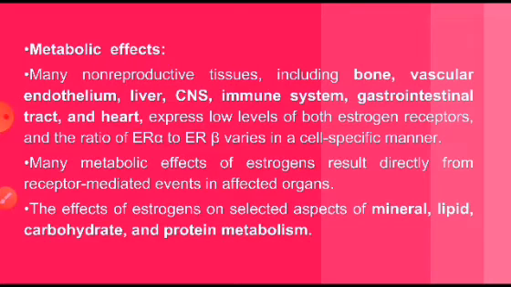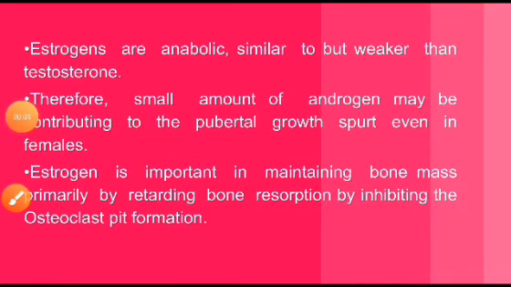Many metabolic effects of estrogen result directly from receptor-mediated events in affected organs. The effect of estrogens on skeletal aspects of mineral, lipid, carbohydrate and protein metabolism. So now you can see their roles are very diverse in mineral, lipid, carbohydrate and protein metabolism. Estrogens are anabolic, similar to but weaker than testosterone. Therefore, a small amount of androgen may be contributing to the pubertal growth part, even in females.